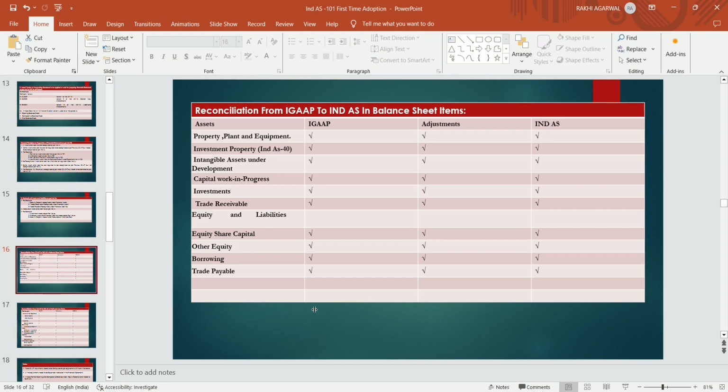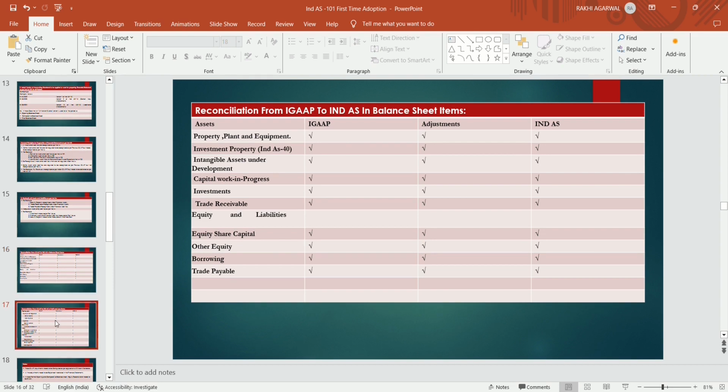We have to prepare a reconciliation from IGAAP to Ind AS for the first time in the balance sheet, because reconciliation is required to be disclosed if the entity prepares a balance sheet for the first time by adopting Ind AS. So the balance sheet items are to be disclosed in the financials: previously IGAAP figures, then adjustment as per Ind AS, then Ind AS final figure.